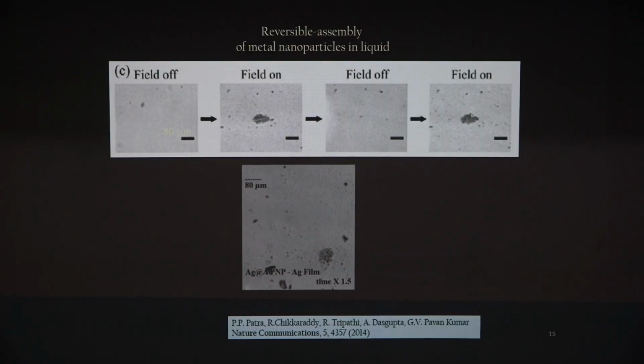So the advantage of this is also the fact that you can switch the field off and on, which means that this is a reversible process. And also importantly, you can move them around. So for example, you can take this swarm and move it from one region to another region. For example, here we take a 90 degree cut of the assembly, which is taken from one particular region to another region. This is all on an unstructured metal fluid.